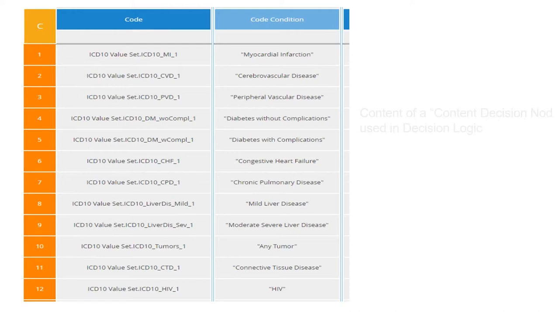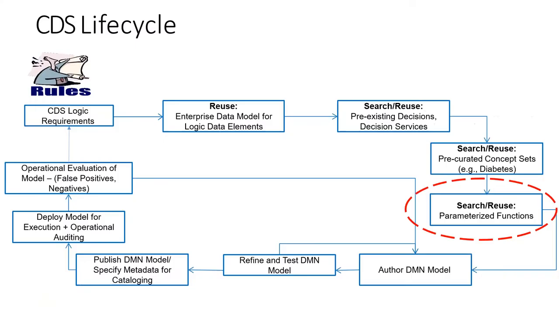And this is how you can access a particular set. You can say ICD-10 value set dot the column name. And then in the decision table, the membership of this particular code, which is fed into this table, will be automatically checked. And if that code is a member of the set, you know that the patient has myocardial infarction. The other example I talked about was parameterized functions.